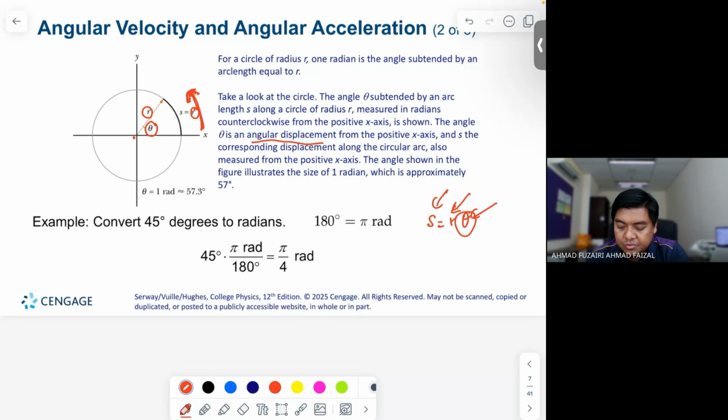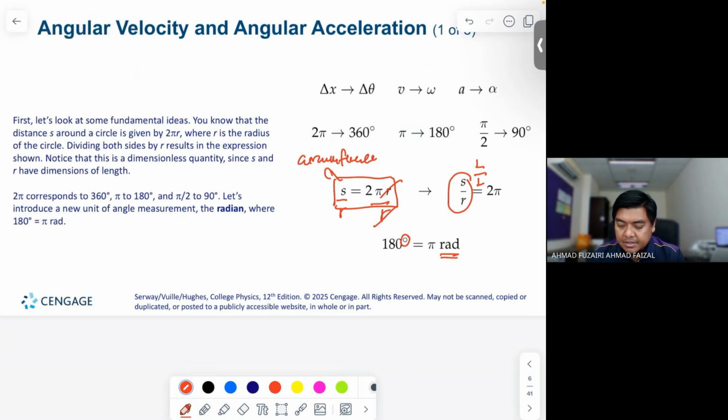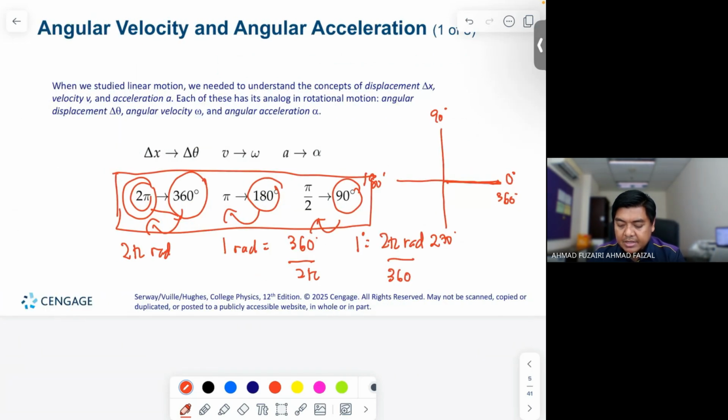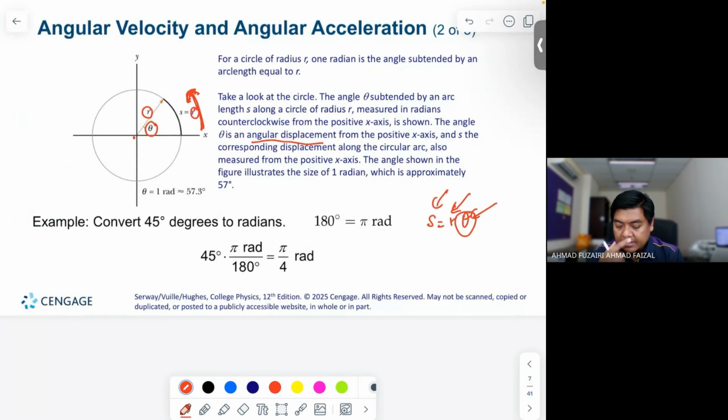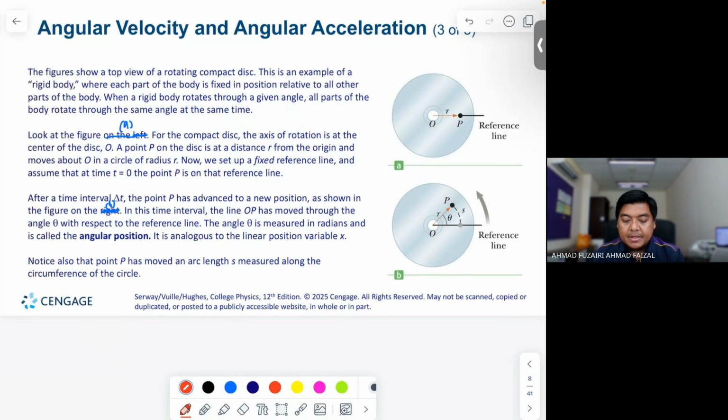And the angle shown in the figure illustrates the size of one radian, which is approximately 57 degrees. As I mentioned to you, one radian is equivalent to 360 degrees divided by 2 pi, and then you need to convert it to degrees.